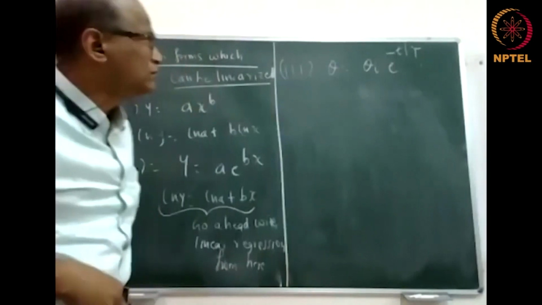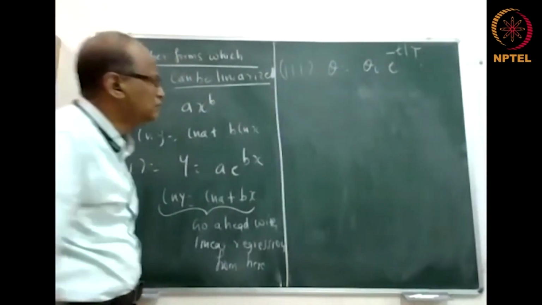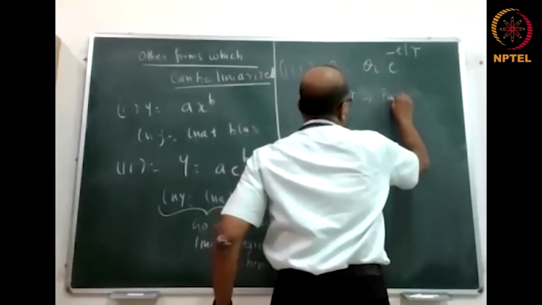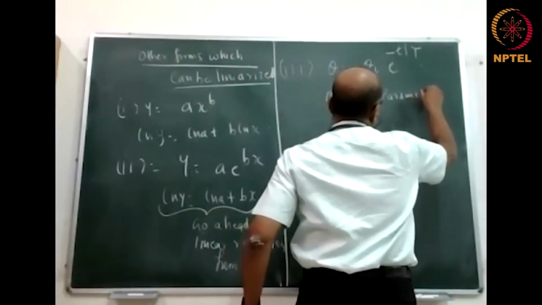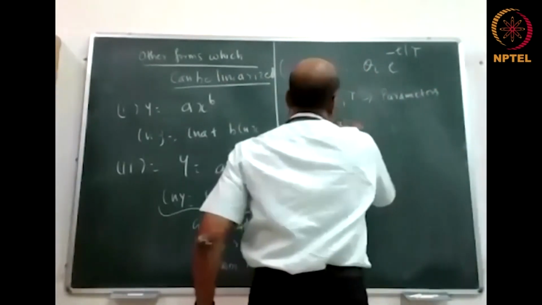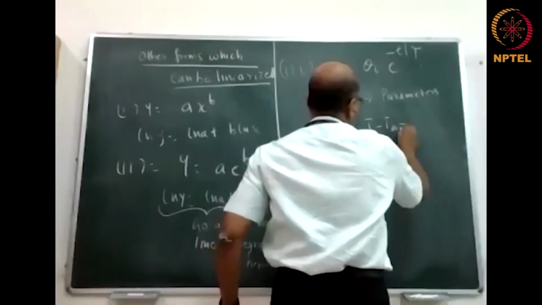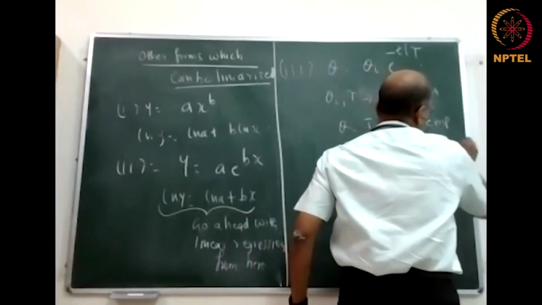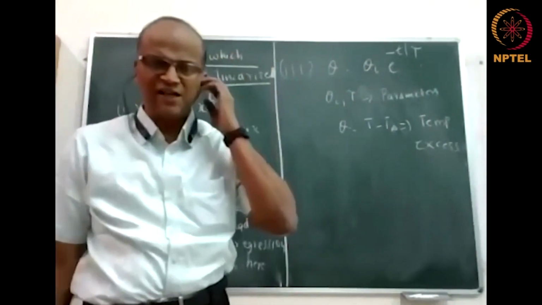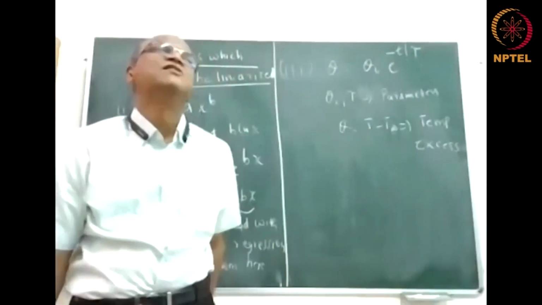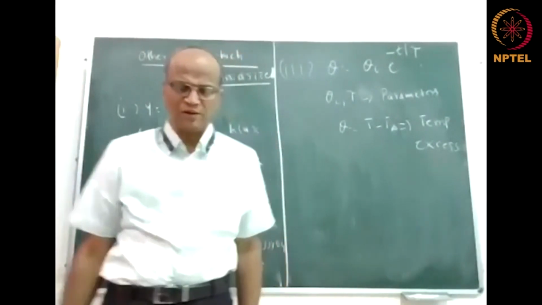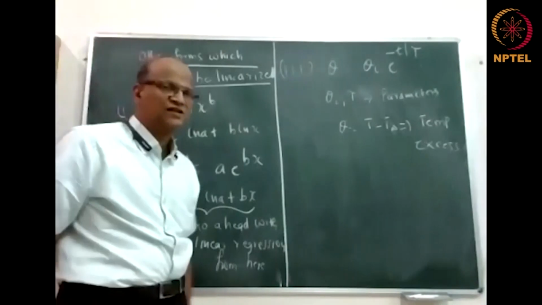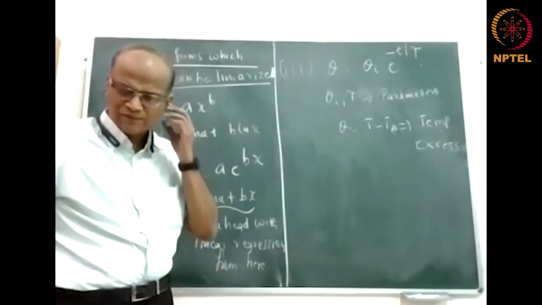This one frequently occurs in transient conduction. We'll see that tomorrow. It frequently occurs in transient conduction. It's a lumped capacitance model. Can you do this? So how will you just go ahead with linear regression? What can you do here?